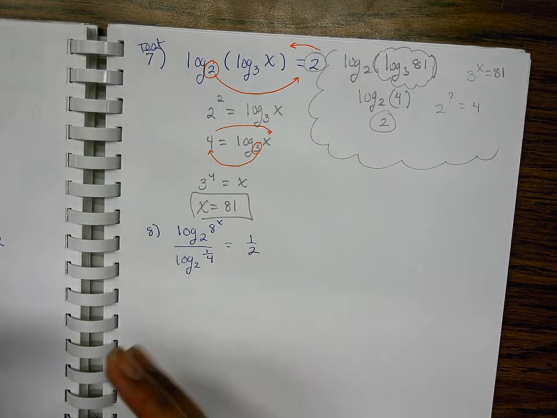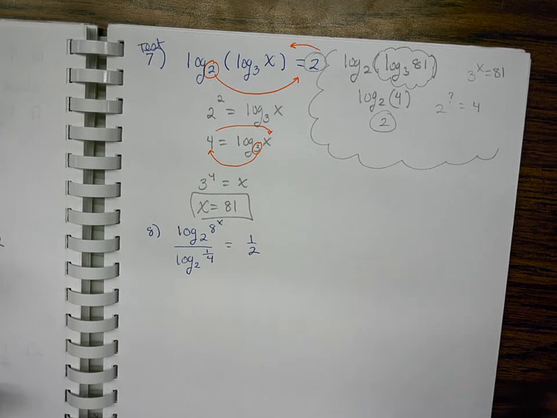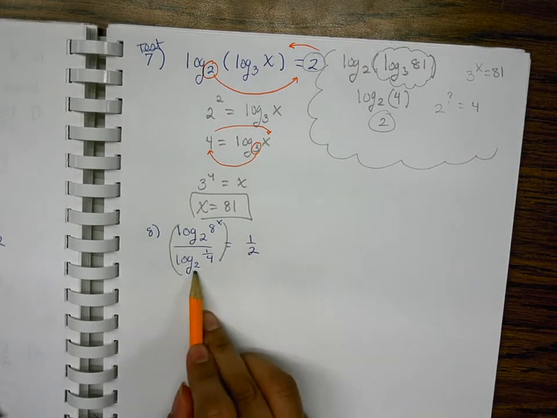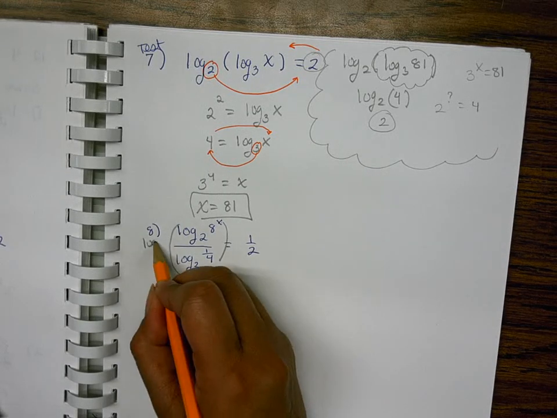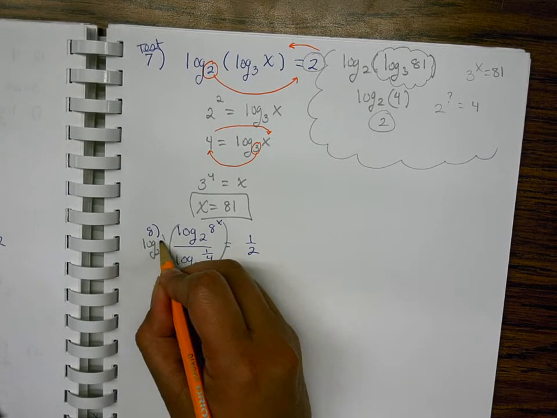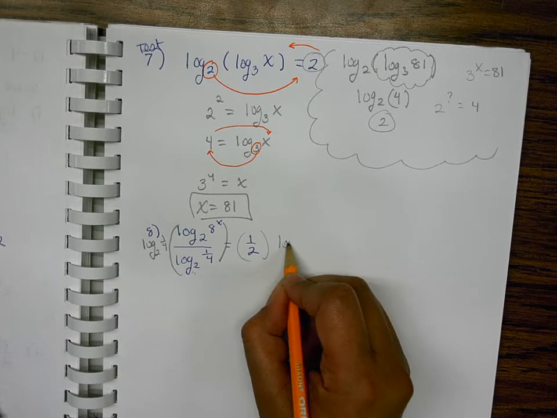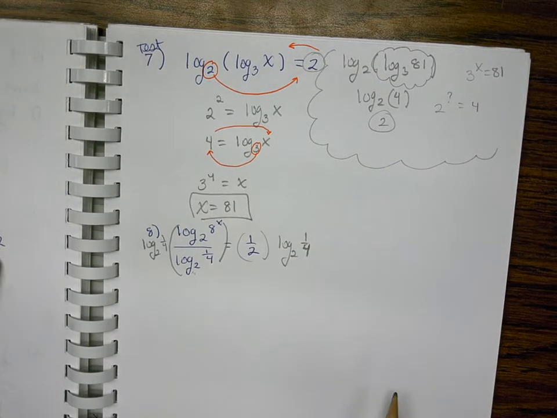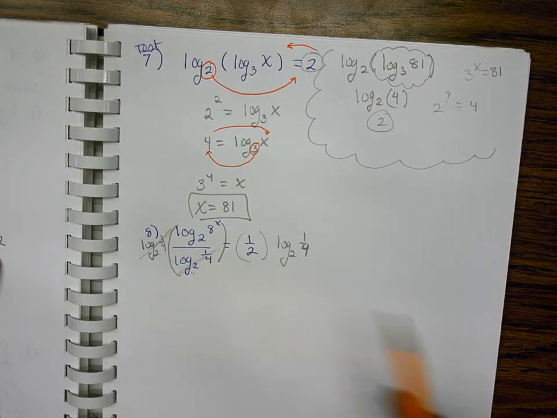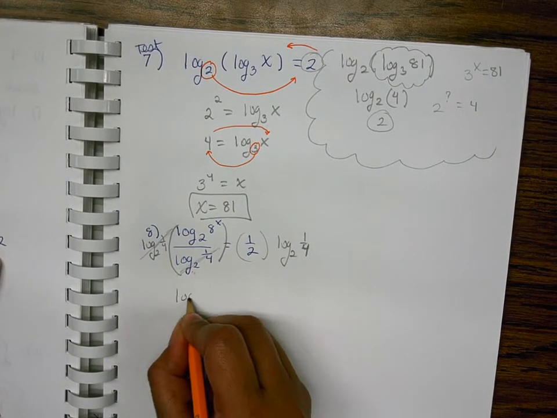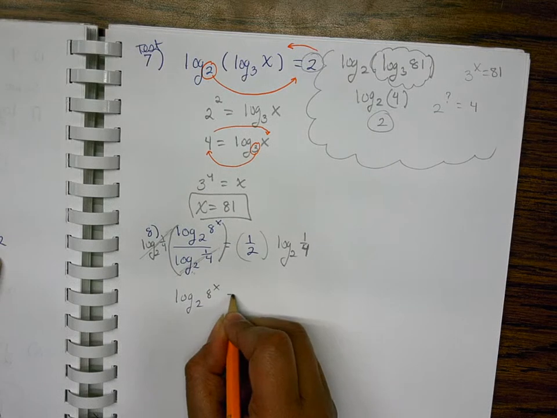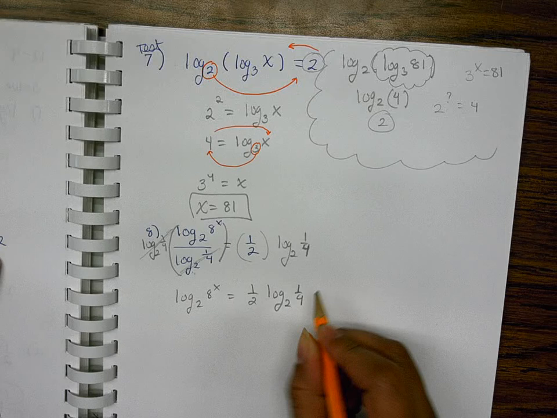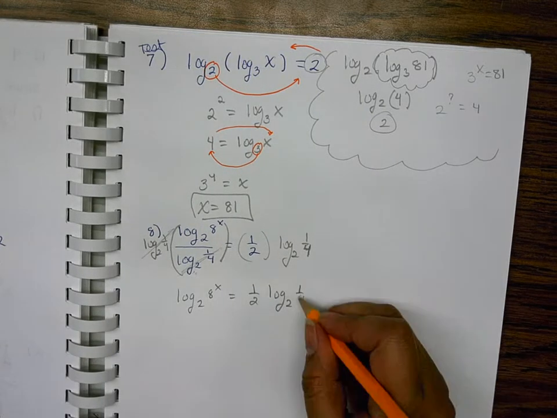Log over a log. So I cannot do any subtracting or anything like that. But what I can do is multiply this to the other side. Log base 2 of 1/4, log base 2 of 1/4. And why would I do that? To get it out of the denominator. Log base 2 of 8 to the x equals 1/2 log base 2 of 1/4.